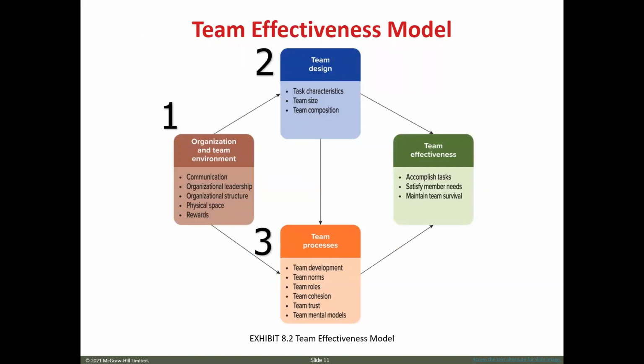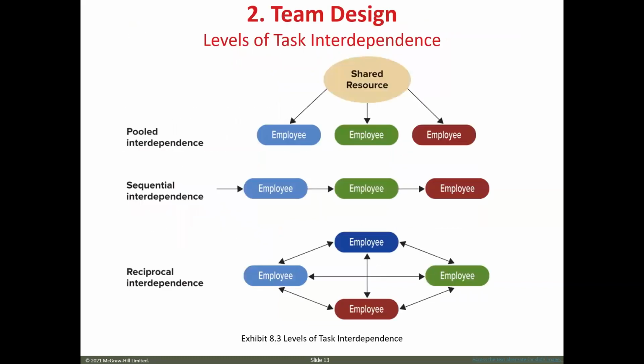Number one, task characteristics. What do you want to give them? What kind of task are the team members going to get? The size and the team composition. I'm going to talk about them briefly. So the first thing is that when we talk about task characteristics, how the tasks are assigned or designed. There's a beautiful concept in your book. It's on page 207. It's about the importance of task interdependence.